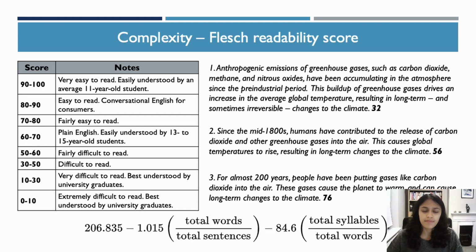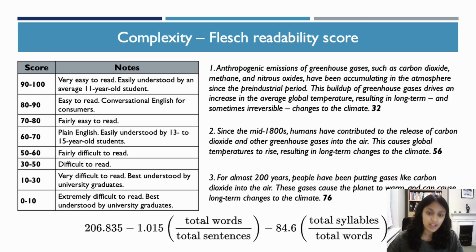So these are the scores. Top one's 32, so classed as difficult to read. Got 56 for the middle one, fairly difficult to read. And the bottom one is 76, so fairly easy to read. So even that, 76, is still not at the level that's conversational English for the majority of people.